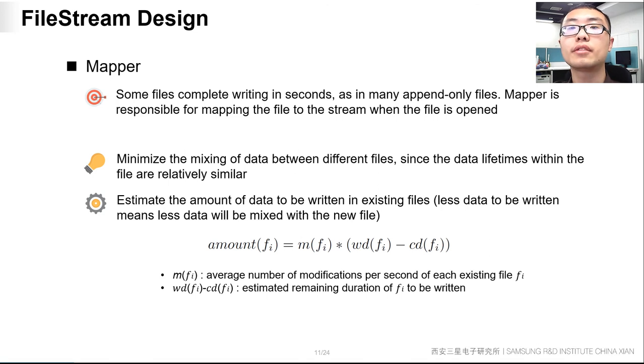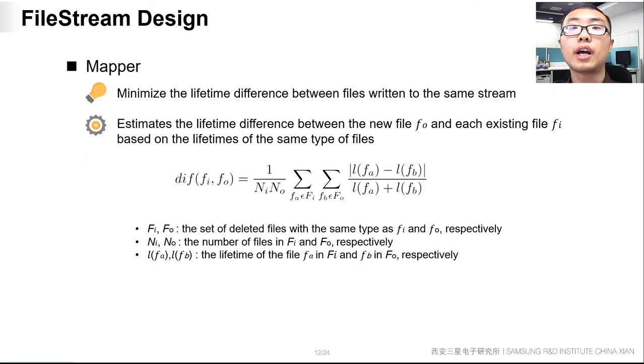Smaller amount Fi means less data will be written to Fi, and thus less data will be mixed with the new file. Our second idea is to minimize the lifetime difference between files written to the same stream, since most of the newly opened files are open-only files, and their lifetime can represent the lifetime of their data.